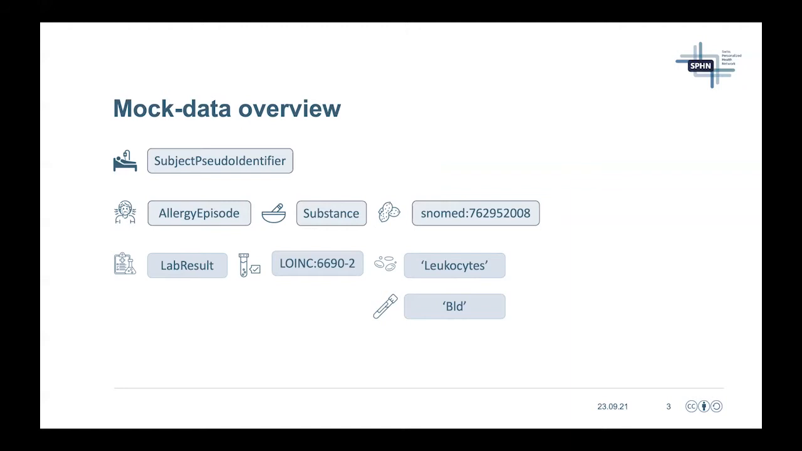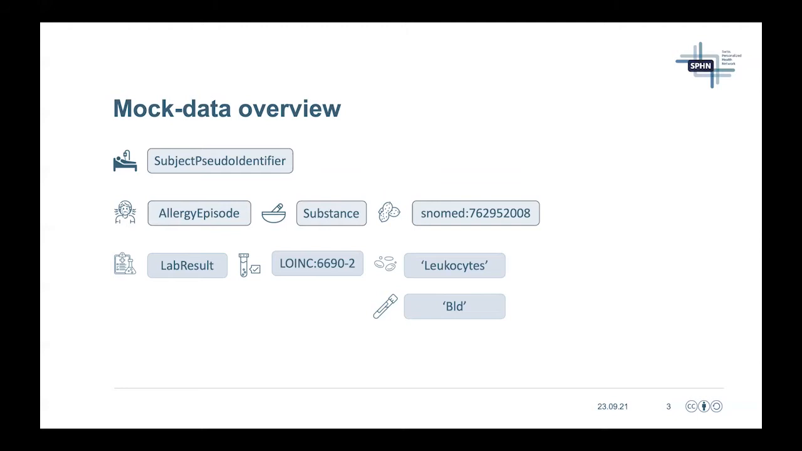We made some simplifying assumptions for the mock data. For example, that each subject has only one allergy episode, and that in addition to an allergy episode, there is one lab result. And for encoding the lab result, we're going to be using the LOINC codes.